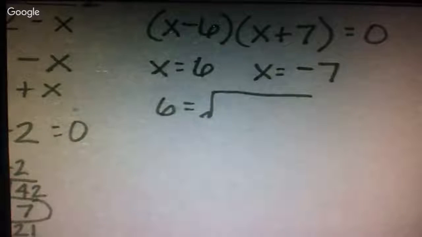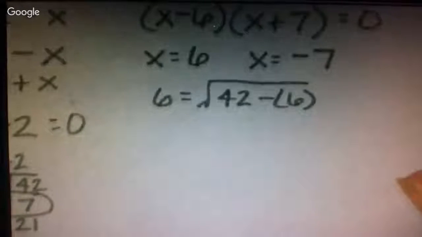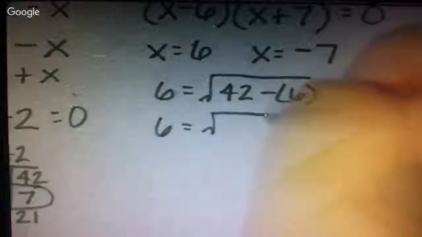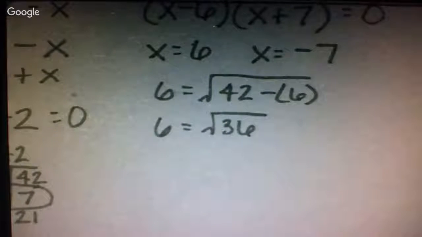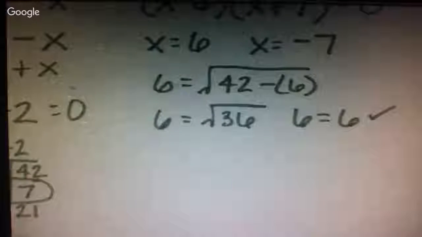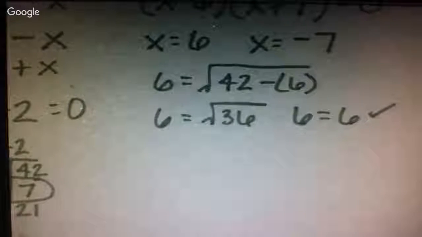Okay. 6 equals the square root of 42 minus 6. Would it be minus 6? Okay. 6 replaces both of your x's when you're checking it. So, does 6 equal the square root of 36? Yes. 6 equals 6. Okay? So 6 is an answer. You also need to check and make sure that negative 7 is or is not an answer.